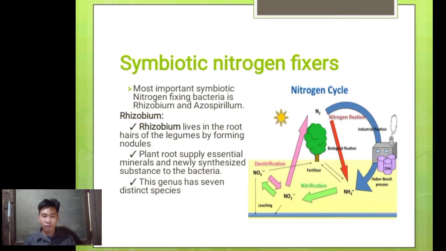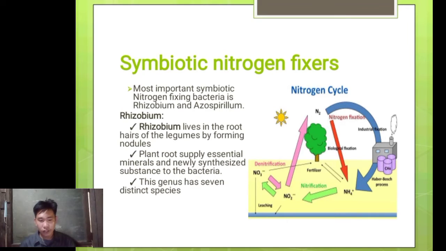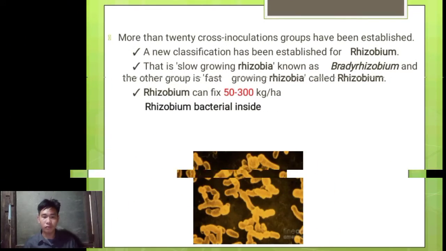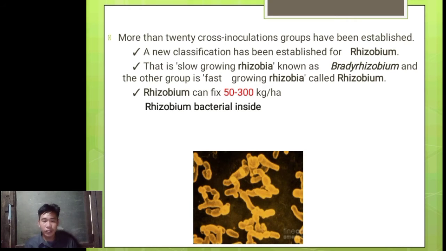Symbiotic nitrogen fixers. The most important symbiotic nitrogen fixing bacteria are Rhizobium and Azospirillum. Rhizobium. Rhizobium lives in the root hairs of the legumes by forming nodules. Plant roots supply essential minerals and newly synthesized substances to the bacteria. This genus has 7 distinct species. More than 20 cross inoculation groups have been established. A new classification has been established for Rhizobium: the slow-growing Rhizobia known as Bradyrhizobium, and the other group, the fast-growing Rhizobia, called Rhizobium.